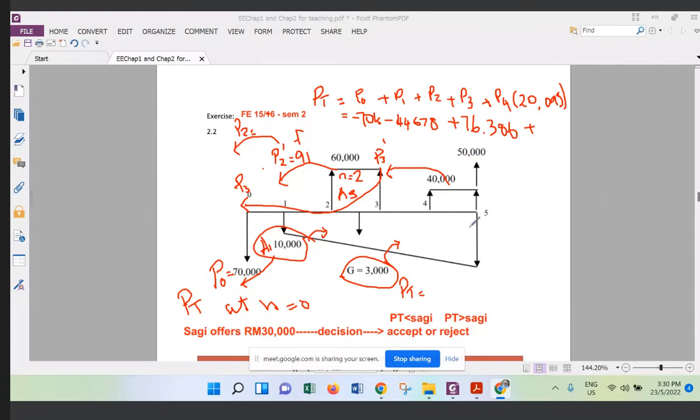Alright, so can I get the P total? Once you get the P total value, then we can make a decision. Make sure, it doesn't matter, it can be a positive or negative value. If it is positive, then what should you do? If positive more than 30,000, you can reject the SEGI offers because you can get more revenues from your investment.